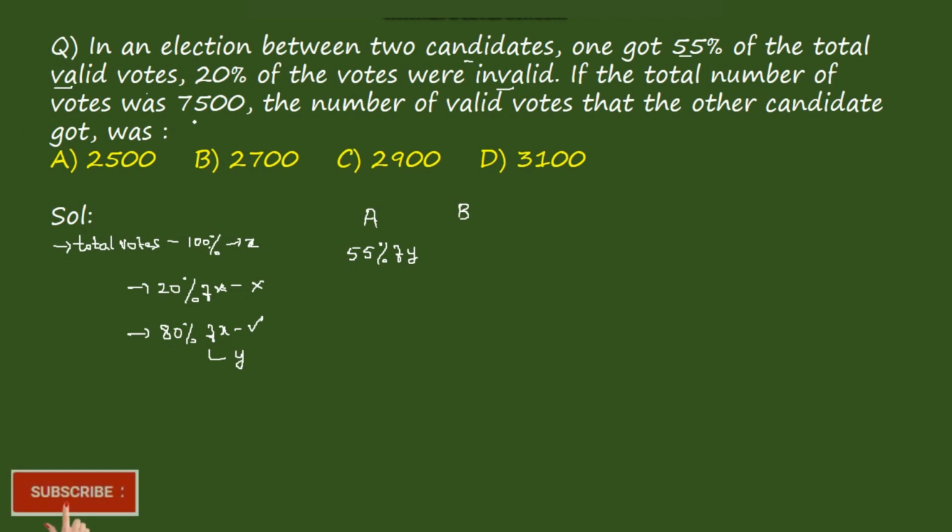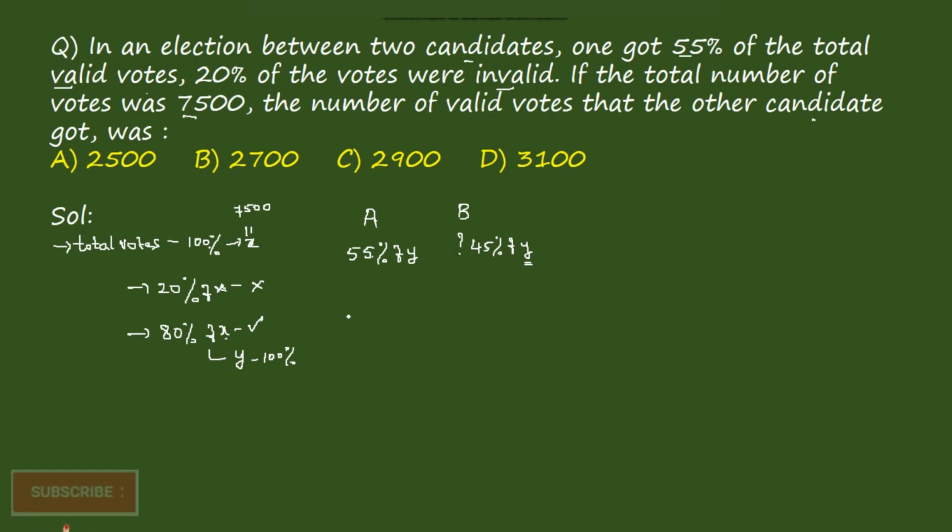Again, they are saying the total number of votes were 7,500, because X is equal to nothing but 7,500. Okay. Now they are saying the number of valid votes that the other candidate got. So we have to find how many votes B would be getting, right? If you consider Y as 100%, and A is getting 55%, then B would be getting 45% of Y, right? But we have to find in terms of voters, right? So we have to find the value of Y. What is Y? It is nothing but 80% of X. X is nothing but 7,500.